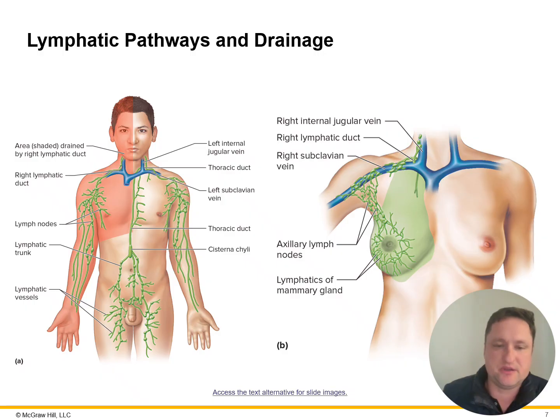All right, so here's just a picture of what we were just talking about. The right lymphatic duct covers the right upper side of the body and the limb, and then everything else is going through the left subclavian vein. And on picture B, we can see how these lymph nodes and lymph vessels attach to this vein where they'll drain in.